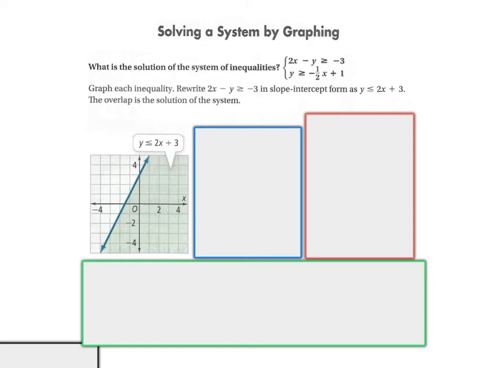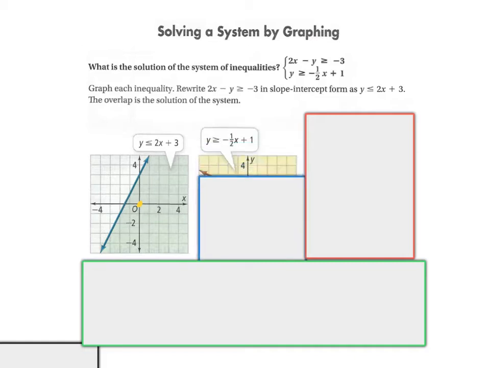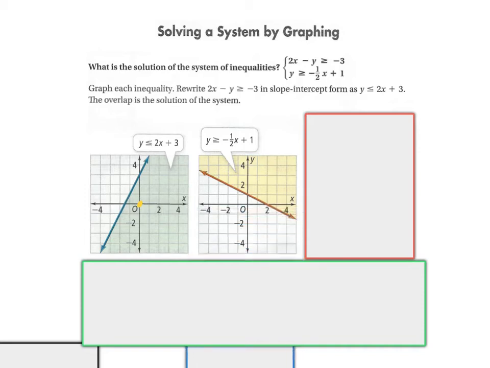And then we try out 0, 0 right here. We put a 0 in for y, a 0 in for x, and it says 0 is less than 3, which is true, so we shade down. Which we knew we were shading down because it was a less than anyways. The other one was already in y equals mx plus b form for us. So we start at 1, the y-intercept. We go up 1 to the left 2, because it is a negative slope.